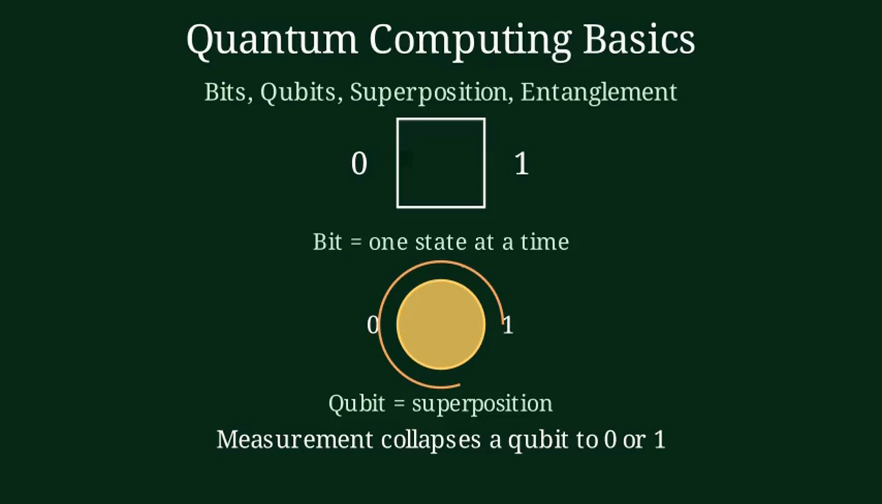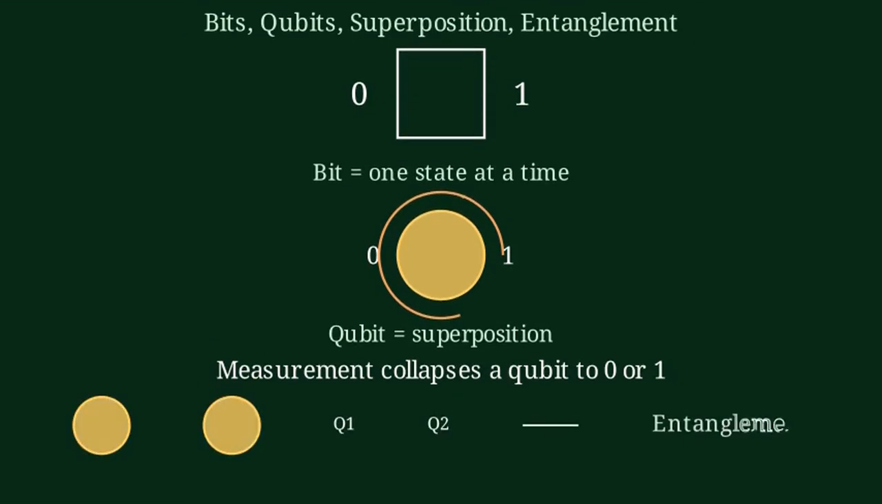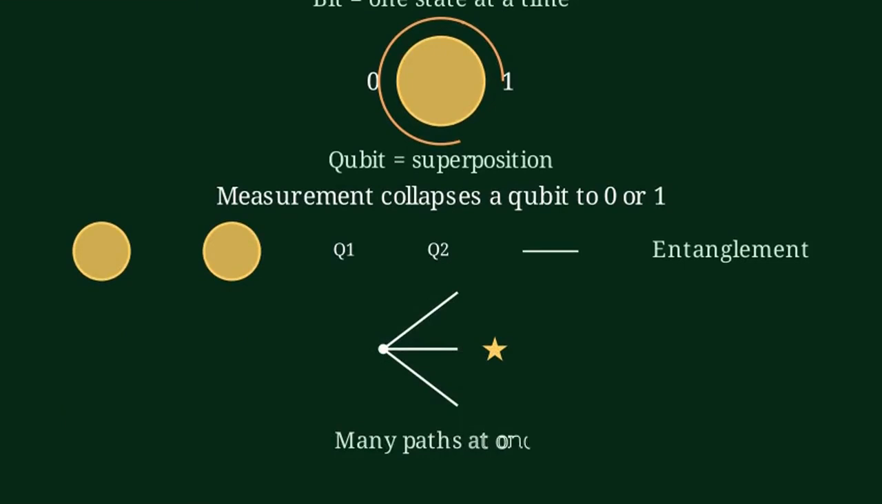Quantum computers also use entanglement. Two qubits can be linked like a magic thread. If one changes, the other changes instantly, even far away. Why is this useful? Because a quantum computer can explore many paths at once. Think of a maze. A regular computer tries one path at a time, but a quantum computer can explore many paths simultaneously.